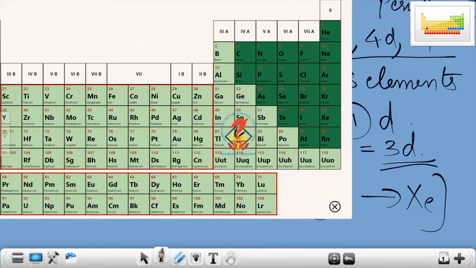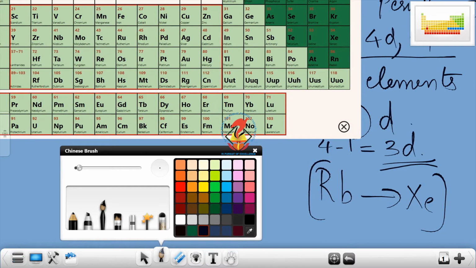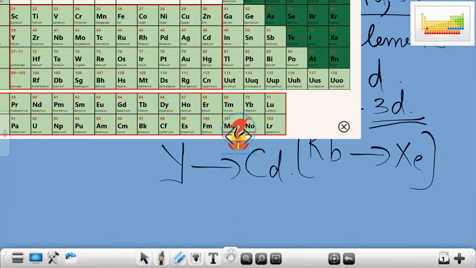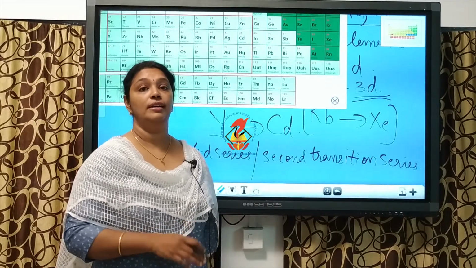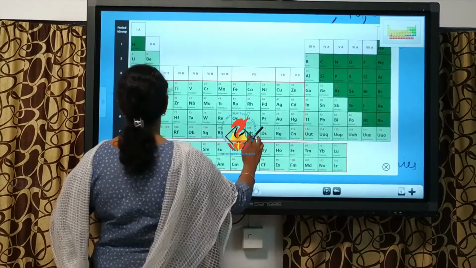And the elements from yttrium to cadmium, yttrium symbol is Y, yttrium to cadmium Cd, whose 4d orbitals are getting filled. They are known as 4d series or second transition series. So this is about period number 5. Now next, let's see about period number 6.